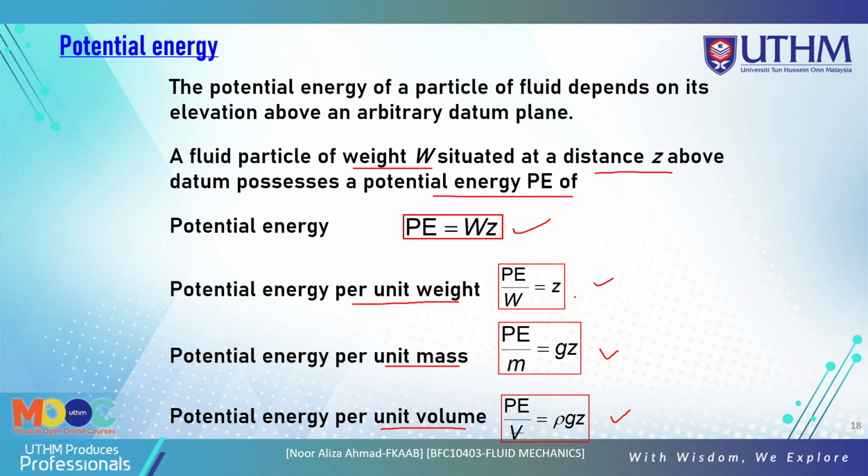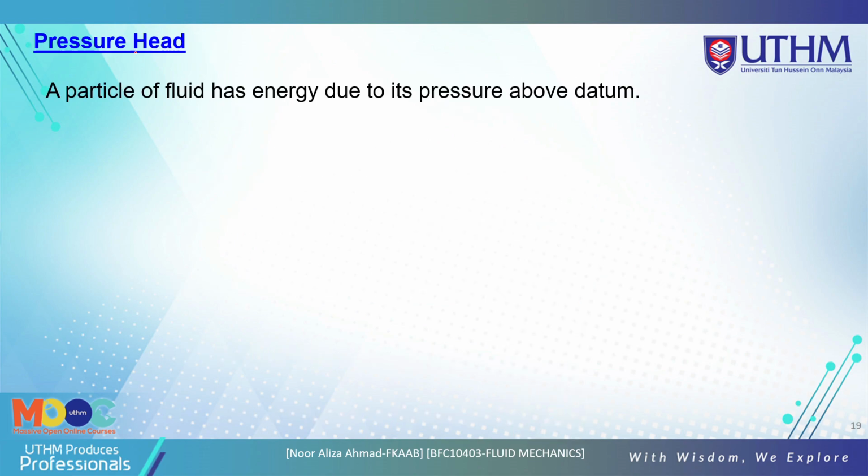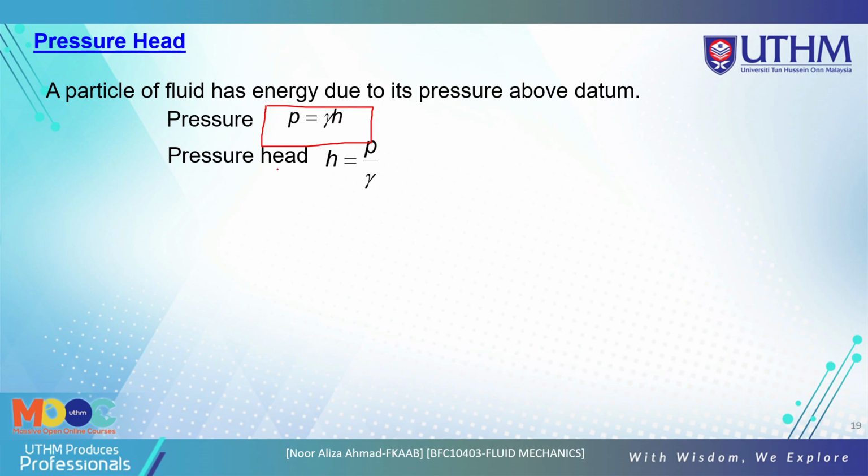Based on the per unit weight, per mass, and volume, we can use this as the pressure head. A particle of fluid has energy due to its pressure above datum. So this is called pressure. Pressure is equal to specific weight times H, so the H is also called the pressure head, equal to pressure divided by the specific weight. So this is also energy per unit weight.